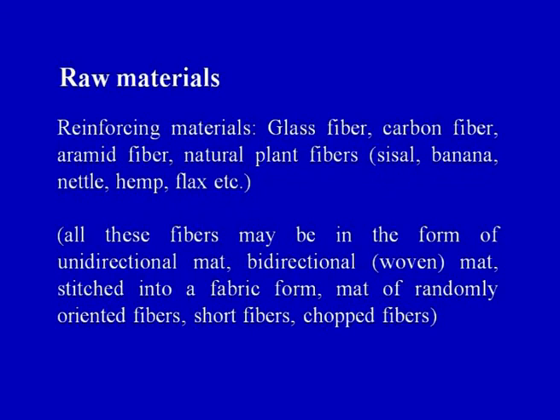Depending upon the requirement, we can have all the fibers in form of unidirectional mat or unidirectional tape, in which all the fibers are oriented in one direction. We can have bidirectional woven mat, in which the fibers are there in the warp and the weft direction, or both in the longitudinal and the transverse direction we have the fibers woven. Then we can have the fiber stitched into a fabric form. We can have mat of randomly oriented fibers also, and short fibers and chopped fibers can also be used in the compression molding setup.